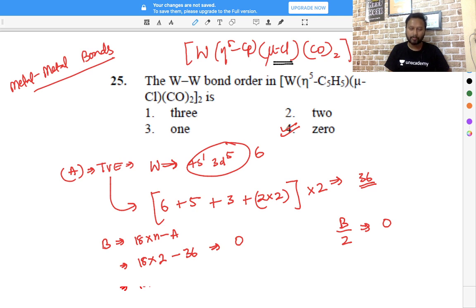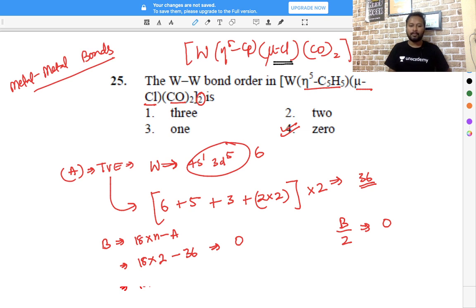So 0 metal bonds, if you use this particular formula, we have done it this way: 6 electrons from tungsten, 5 electrons from this eta 5 Cp, that is cyclopentadienyl. This mu chloride is going to give you 3 electrons. CO is going to give you 2 electrons each, so 2 CO, that's why 2 into 2. And now just multiply the whole with 2 because we have this twice outside. That is going to give me 36. So the number of metal bonds is 0. Answer is option number. Okay, Robin?